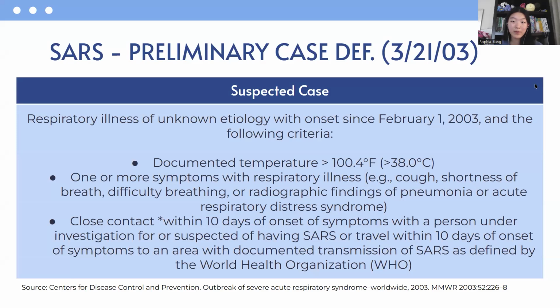So here is the preliminary case definition for SARS. This is as of March 21st, 2003. This is the first case definition that they came out with. So a suspected case will have a respiratory illness of unknown etiology with onset since February 1st, 2003, and the following criteria: a documented temperature of greater than 104 degrees Fahrenheit, one or more symptoms with respiratory illnesses, and close contact within 10 days of onset of symptoms with the person under investigation for or suspected of having SARS, or travel within 10 days of onset of symptoms to an area of documented transmission of SARS as defined by the World Health Organization.